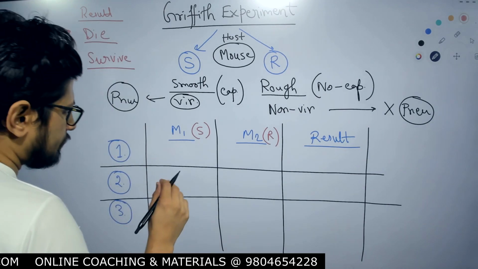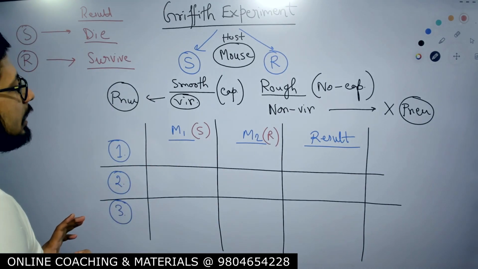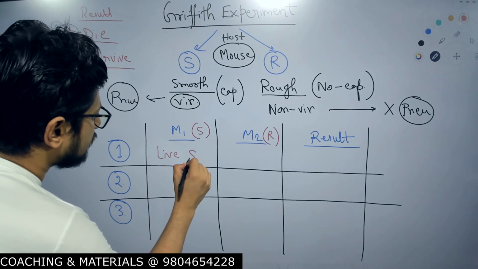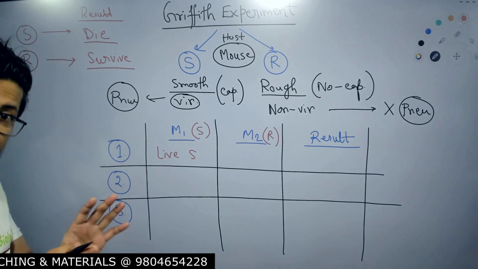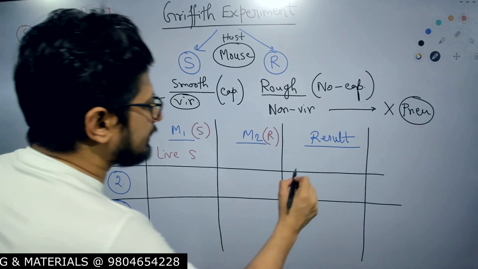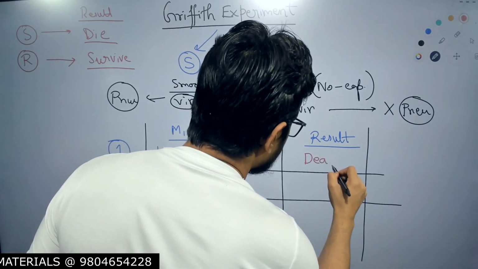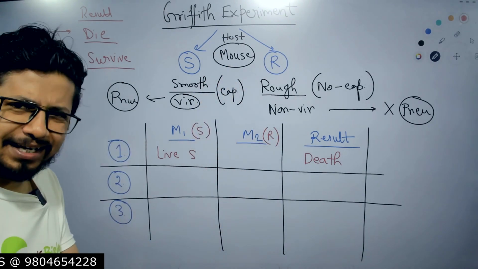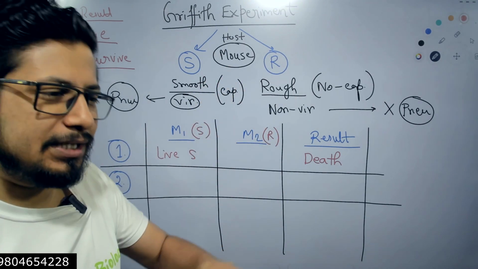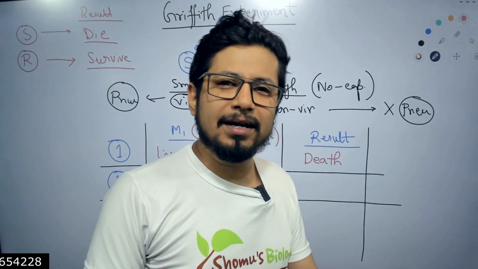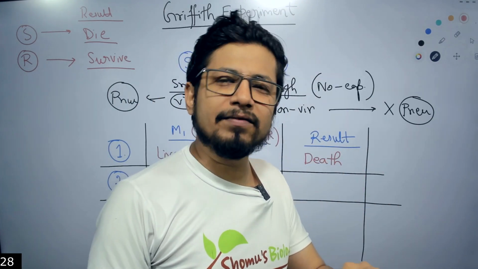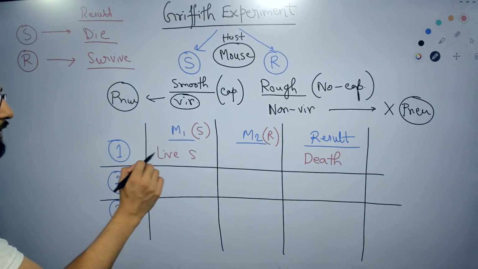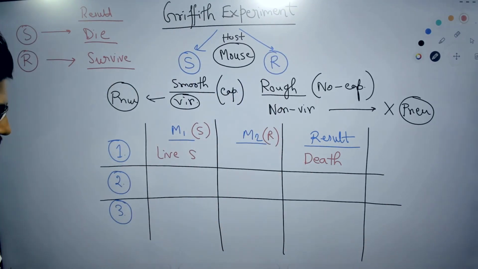Now let's see, we are seeing a combination. So we are putting the live S strain of bacteria. The result is death. We know if we put live R or dead R, it doesn't matter, because even if the R strain is alive, it will not kill the mice. But here the live S strain will kill the mice.